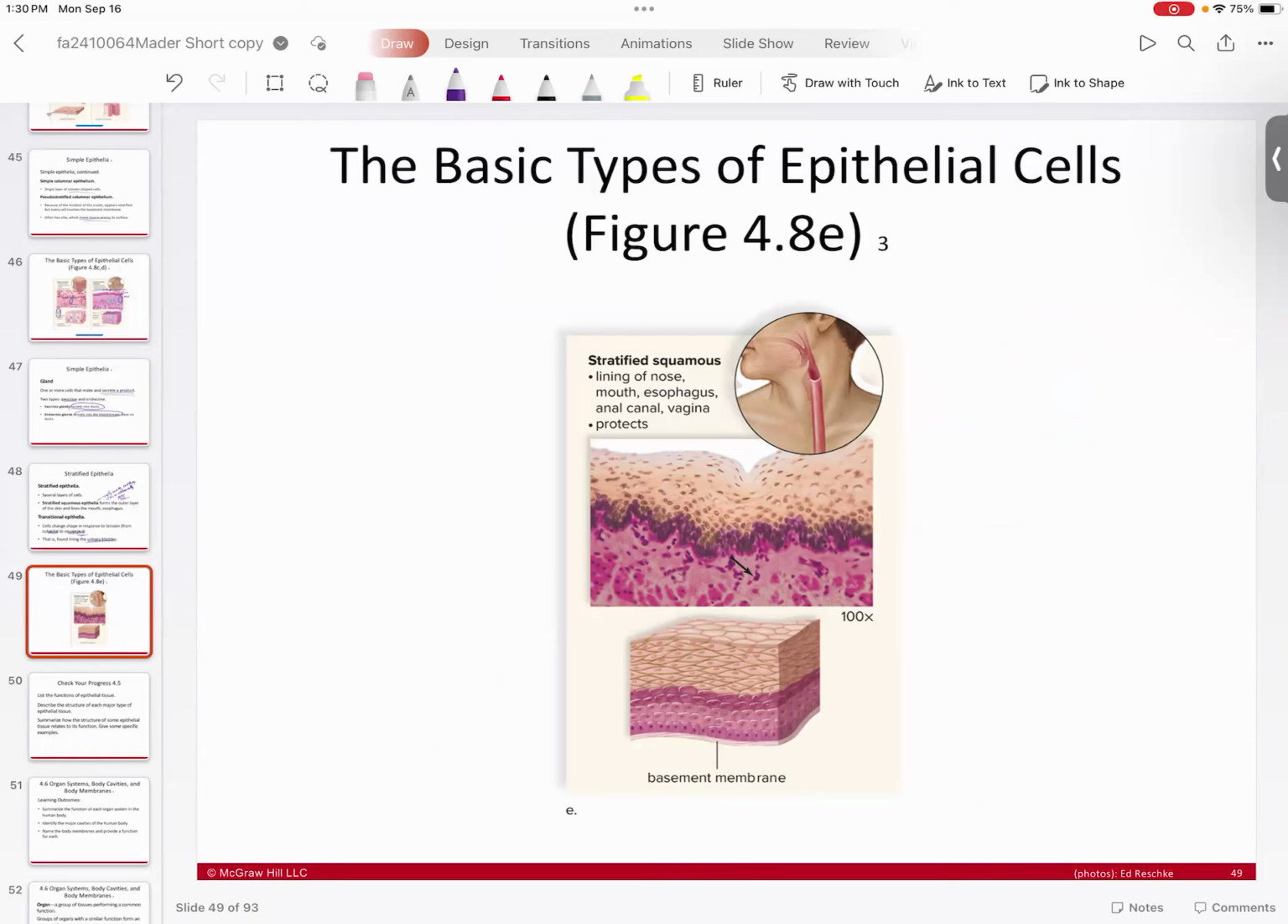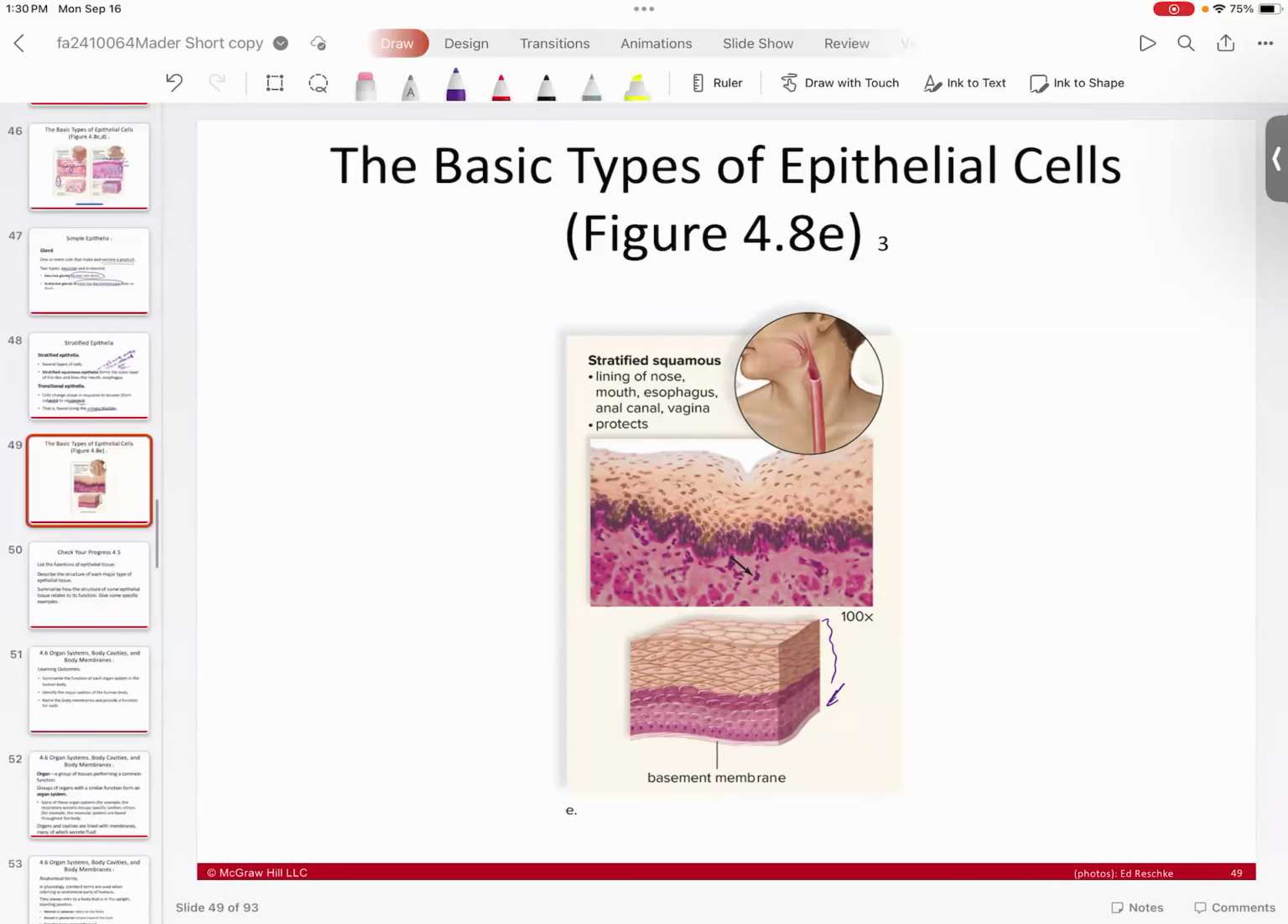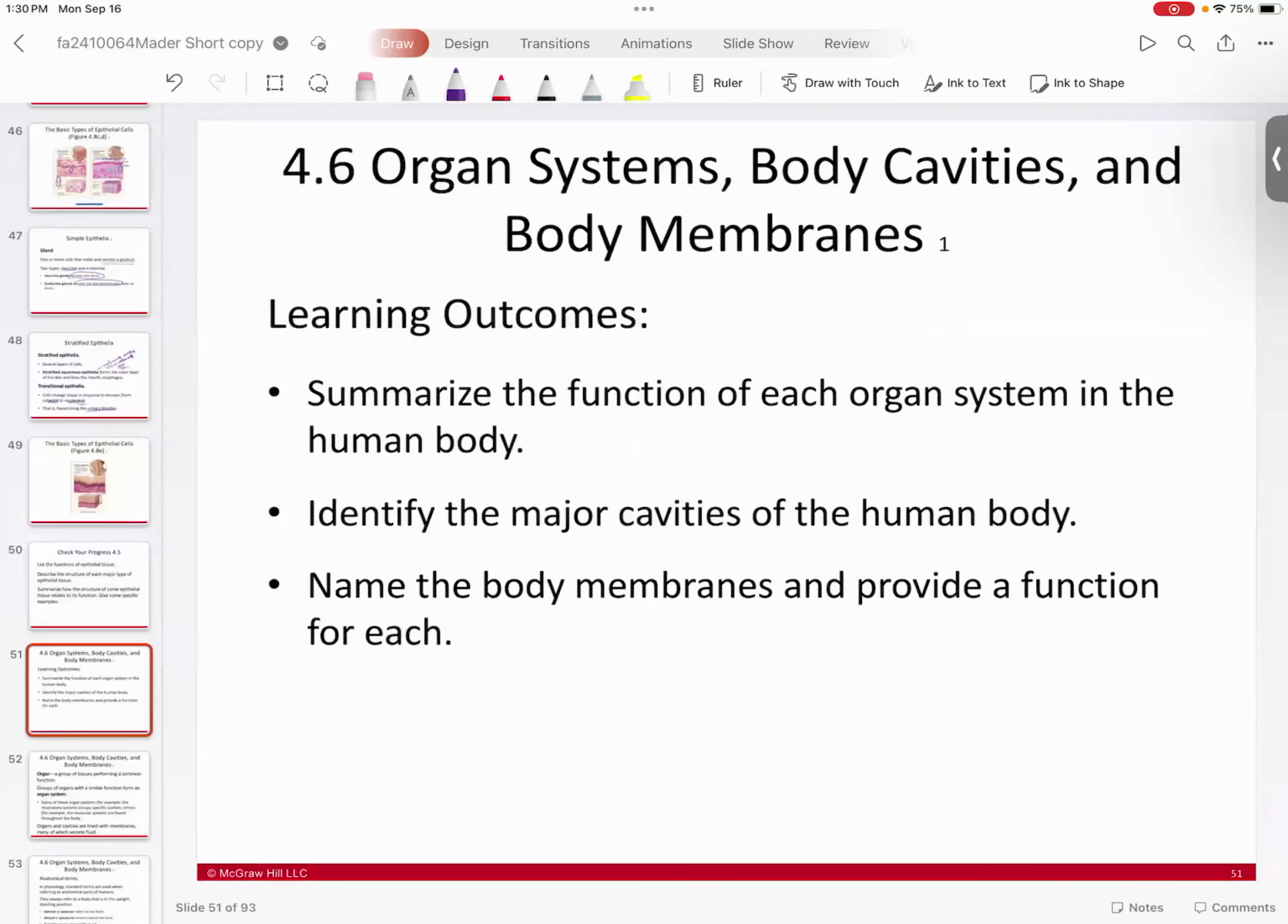So here's your stratified squamous. You'll notice that on the basal portion of your layers, you have your basal layer, the bottom layer. And in the upper portion, you have the multiple layers of tissue. And so this is going to be like what typical skin looks like. So you have these kind of dead, tough exterior layers that kind of protects you from friction and frictional force.